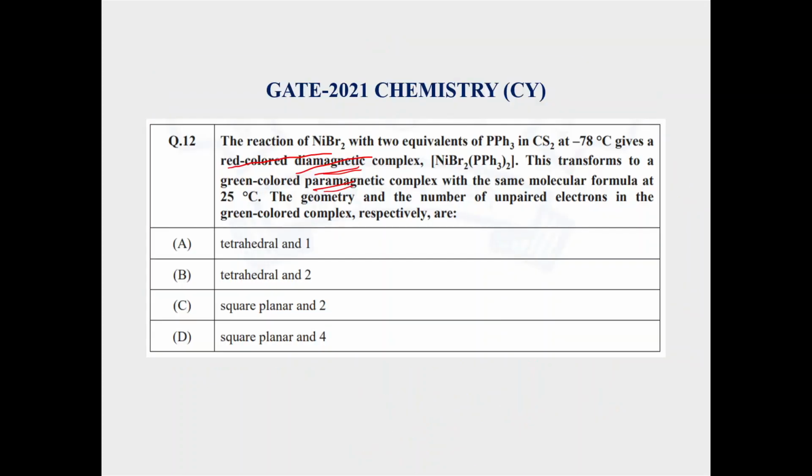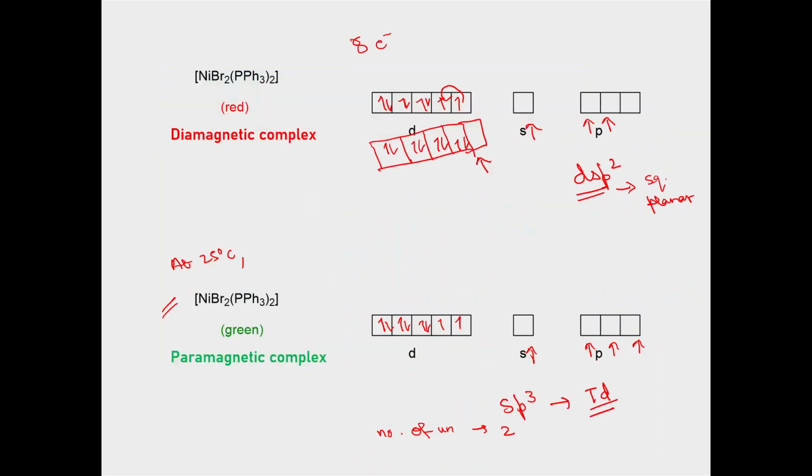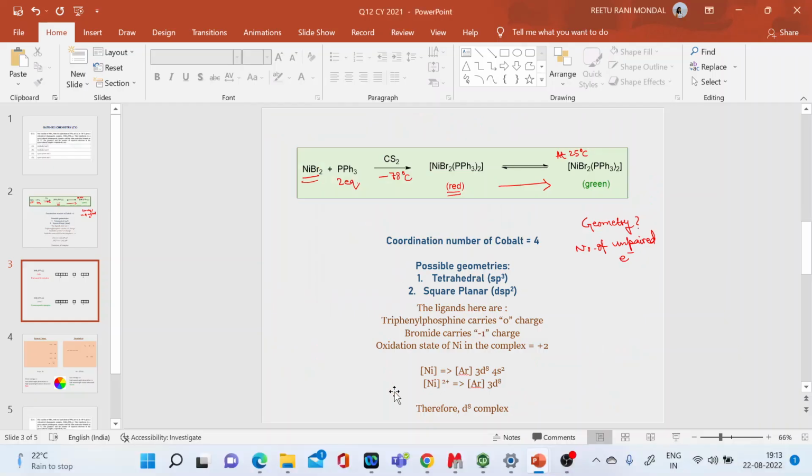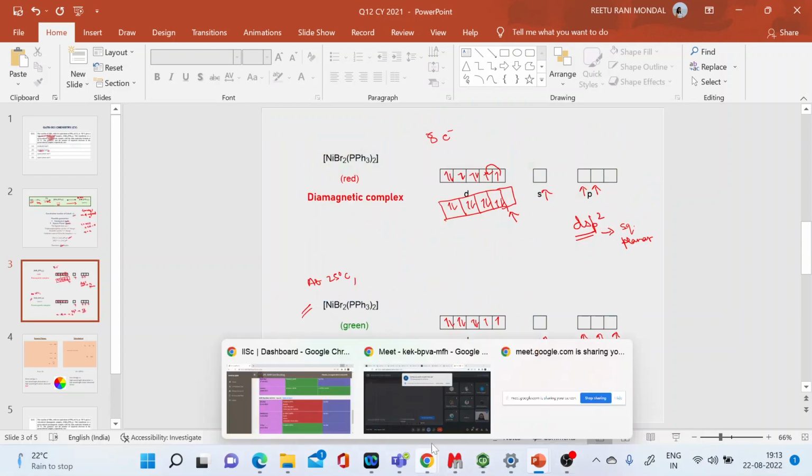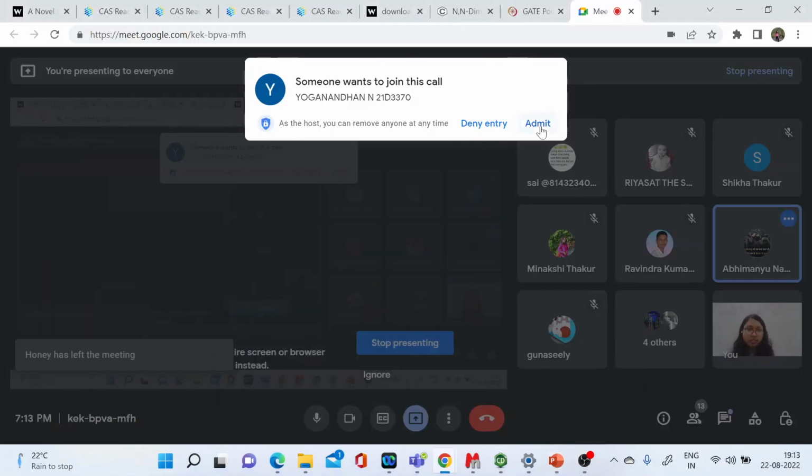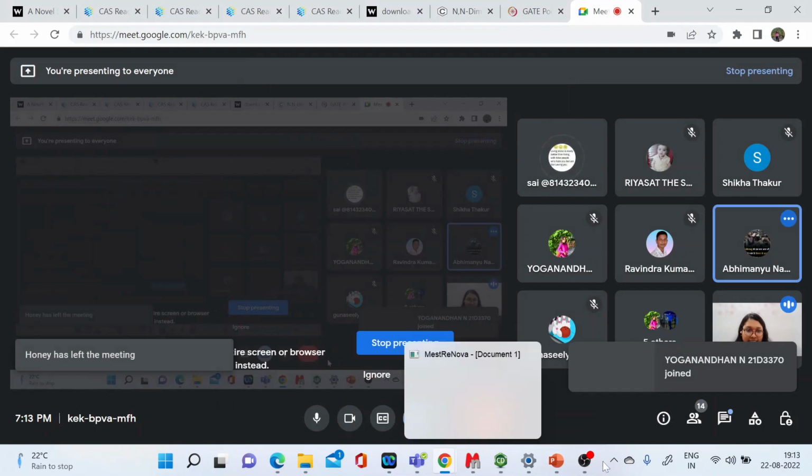So already we know the answer to this question, that the correct answer will be tetrahedral and 2, right? But now you may have questioned why there is this change in color. Can anyone answer that? Why are we seeing this change in color? DD transition. Yeah, d-d transition, that is fine.